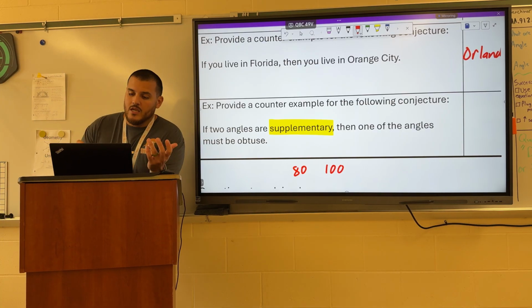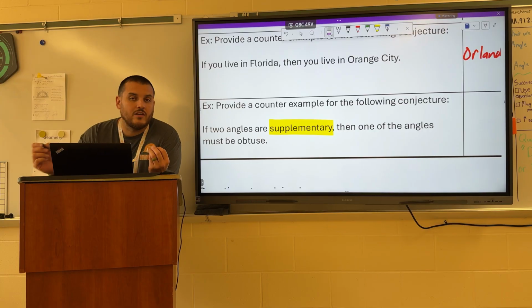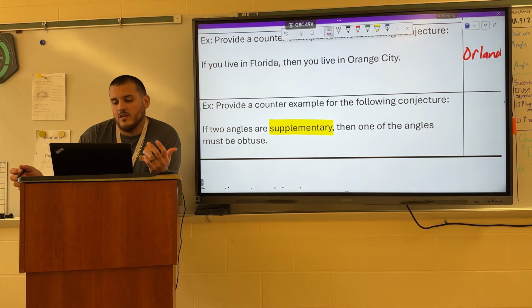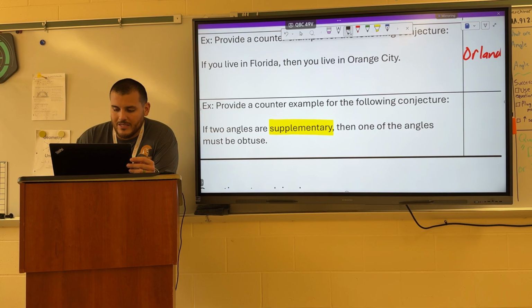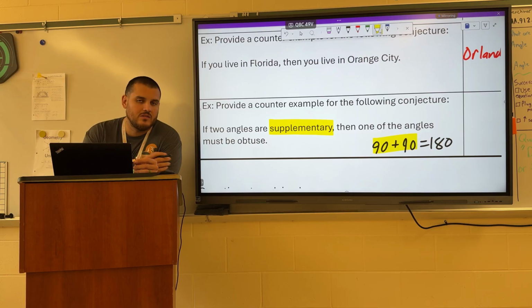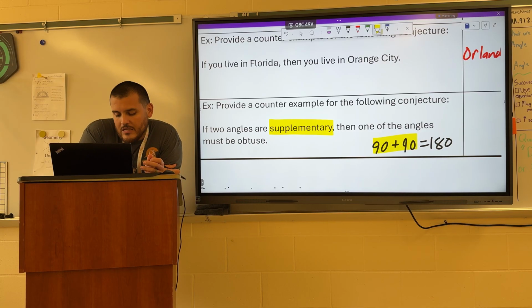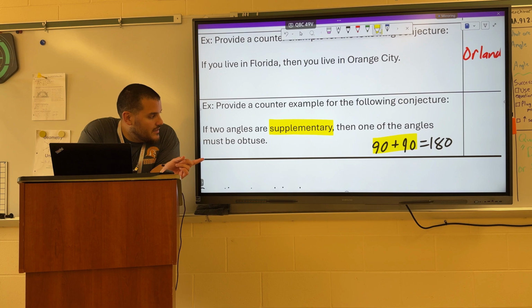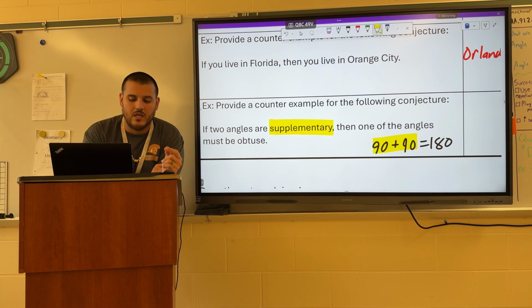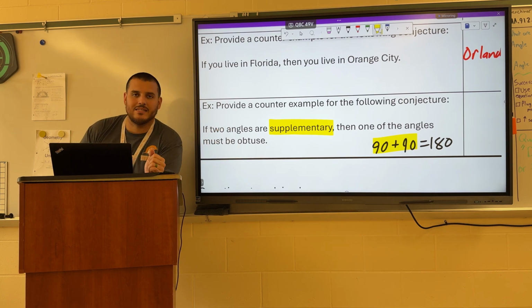Right, but what we may forget is that you can have two right angles that are supplementary to each other, because 90 plus 90 equals 180. Those are supplementary, and neither of those is obtuse. They're right angles, not obtuse angles. So that is a counterexample there. 90 plus 90 equals 180. That proves that this statement is not true.